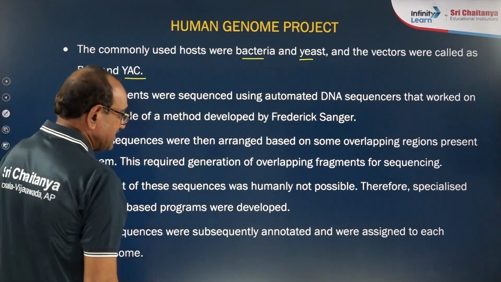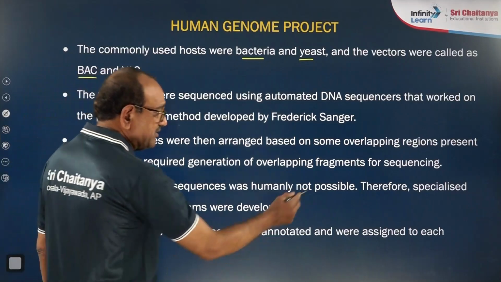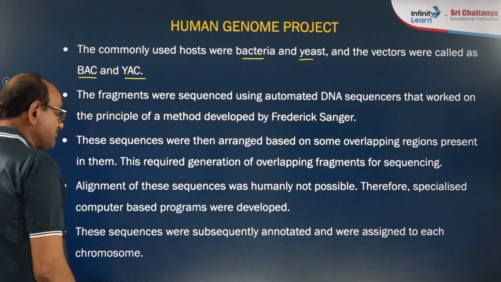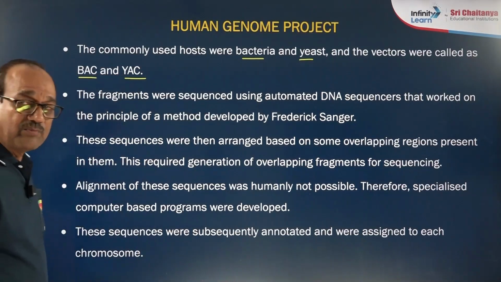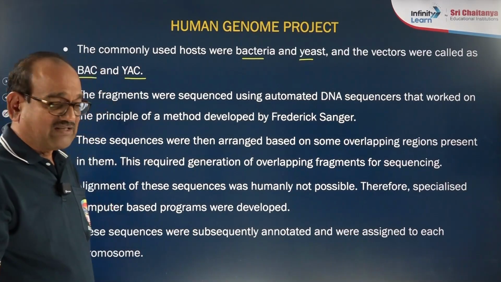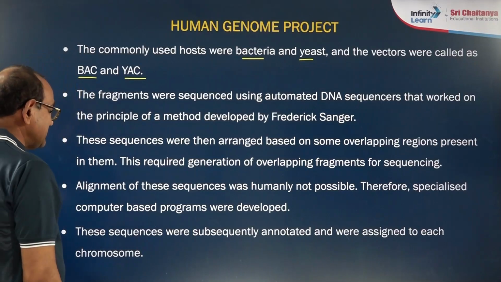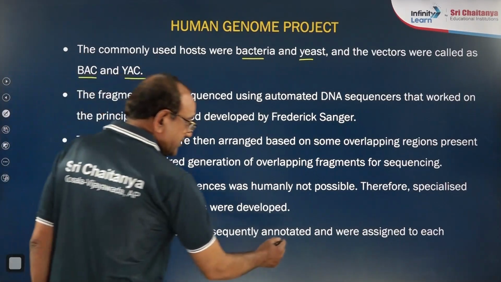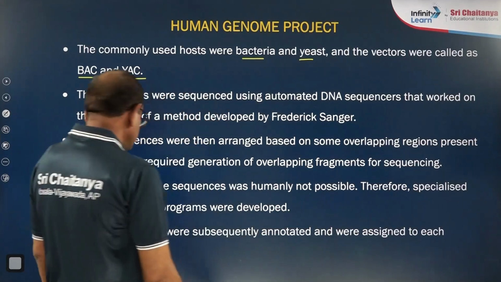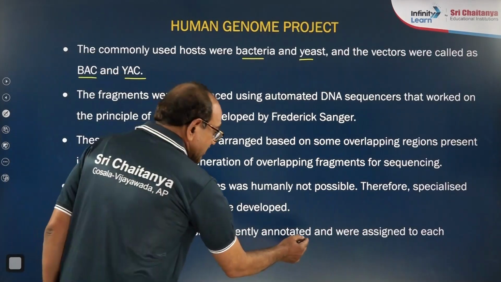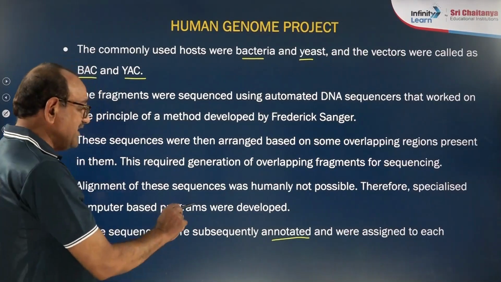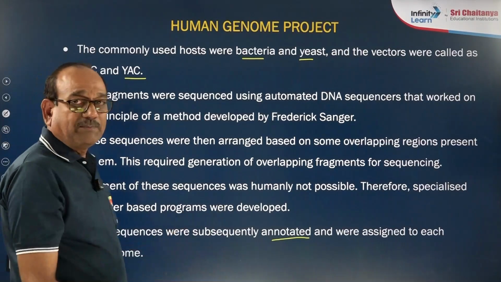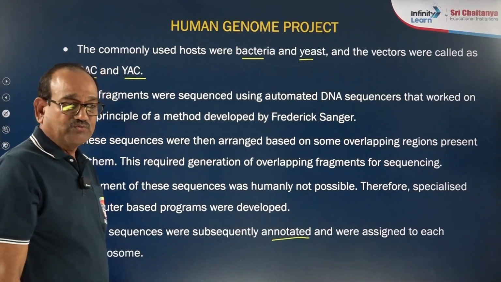Alignment of these sequences was humanly not possible. Therefore, specialized computer-based programs were developed. So, with the help of a computer program, we can arrange all these in the correct sequence. These sequences were subsequently annotated and were assigned to each chromosome. Annotation means adding an explanatory note. And we had to assign these sequences to a particular region of the chromosome.